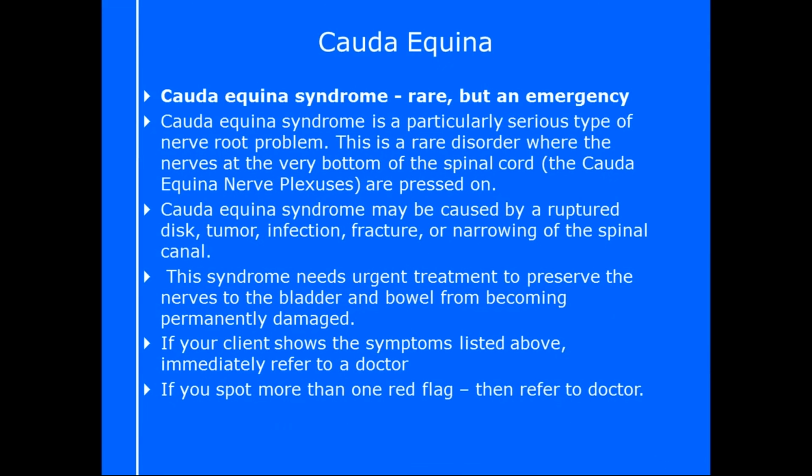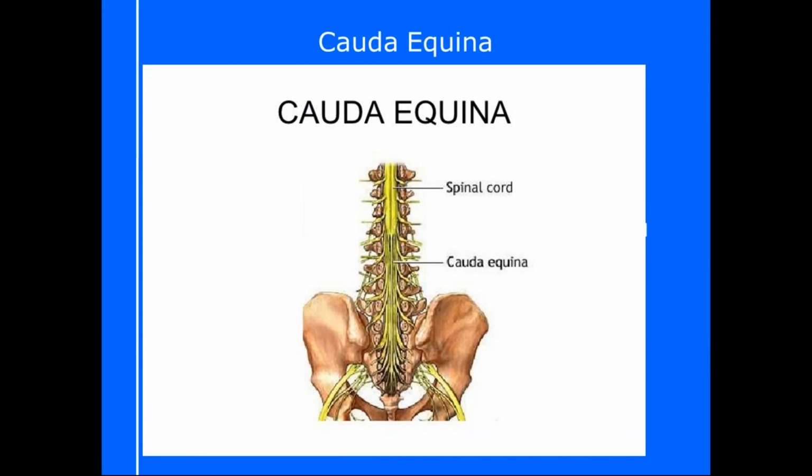So now I want to share with you something called cauda equina. Cauda equina is a very serious but quite rare condition, and I'll show you the area that this affects. Just as we approach our lumbar, our spinal cord actually breaks down into something called cauda equina, which means horse's tail. And you can see that these nerves break off.